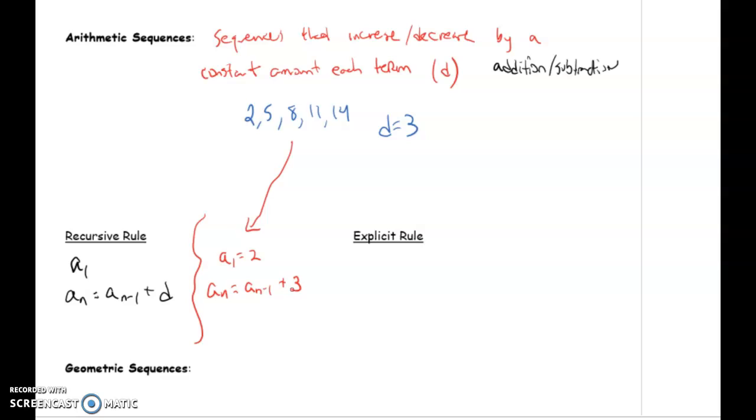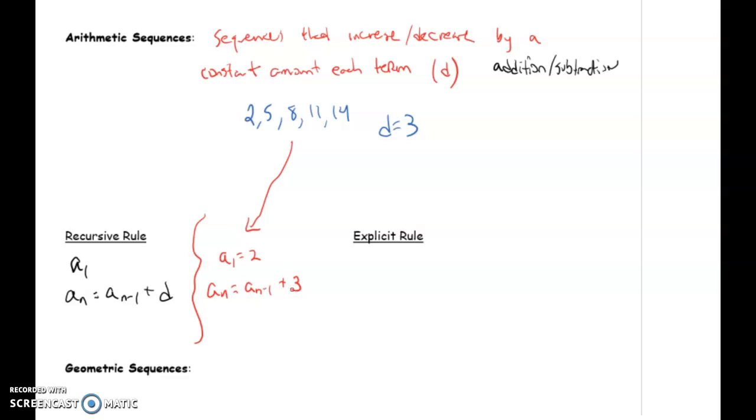The first term is 2. Then when n is 2, we say that a sub 2 is equal to a sub 1 plus 3. That gives us 2 plus 3, which is 5. And then when n is 3, that's equal to a sub n minus 1, which is a sub 2, which is 5, plus 3 is 8, and so on and so forth.